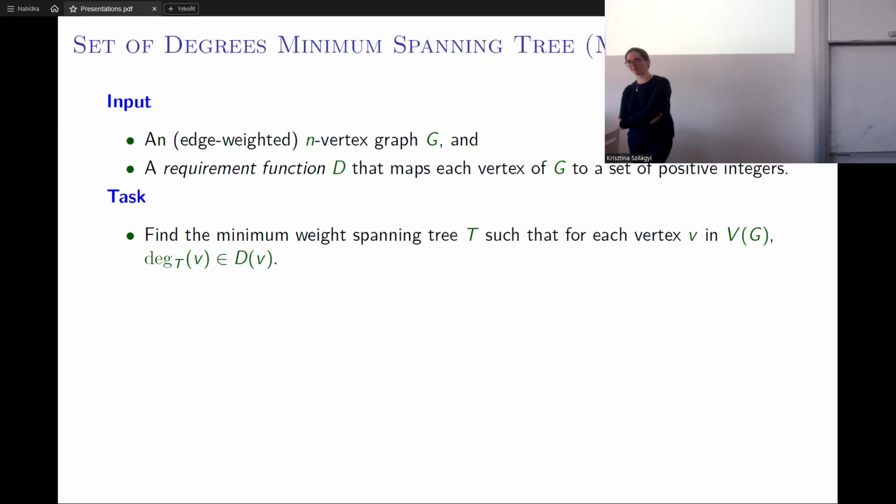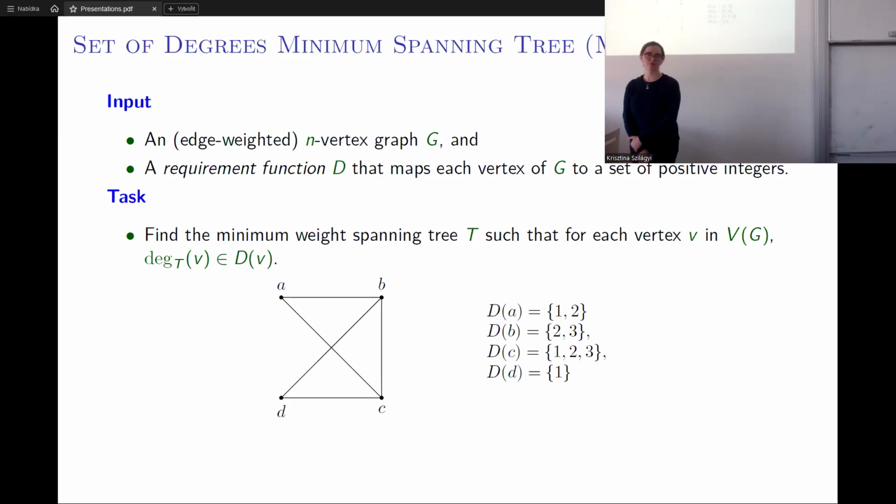So let us define the problem. The problem that we will talk about is set of degrees minimum spanning tree, where as input we are given an n-vertex graph G that in some cases will be edge-weighted, in some cases not. And we are given a requirement function D that maps each vertex of G to some set of positive integers. And we are required to find a minimum weight spanning tree such that it respects these degree constraints, so that the degree in the spanning tree of each vertex is in this set of allowed degrees D of V.